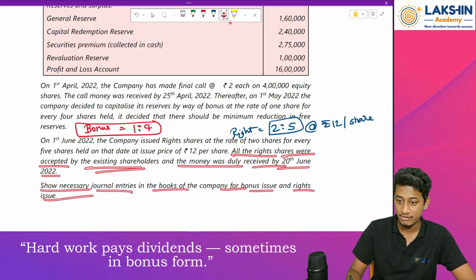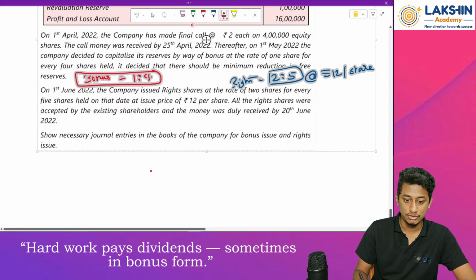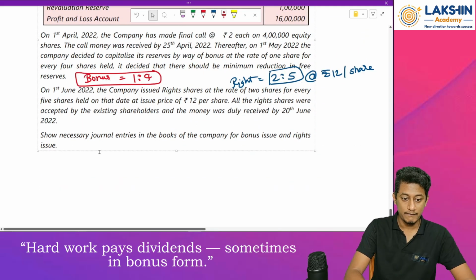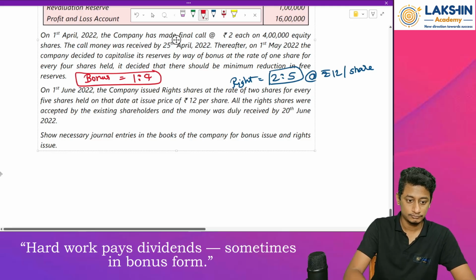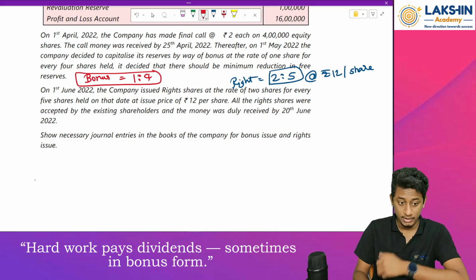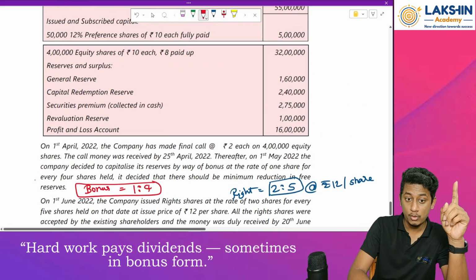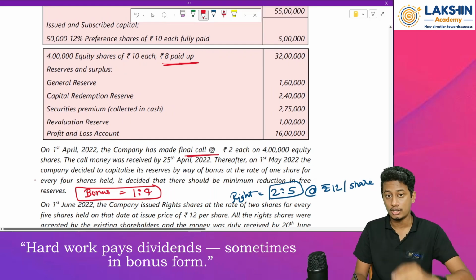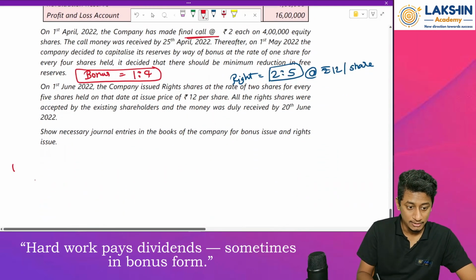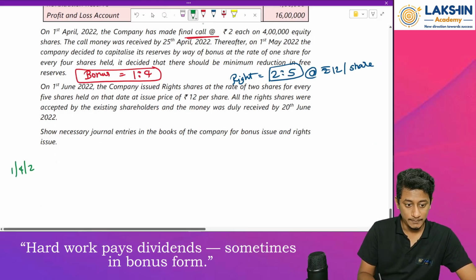Bonus thing we have already seen, so I will just repeat the whole thing once again. Let's start. When were the bonus shares issued? Before bonus, what should be done? The shares should be made fully paid up by issue of a final call. On what date? On 1st of April 2022. Final call has been made.